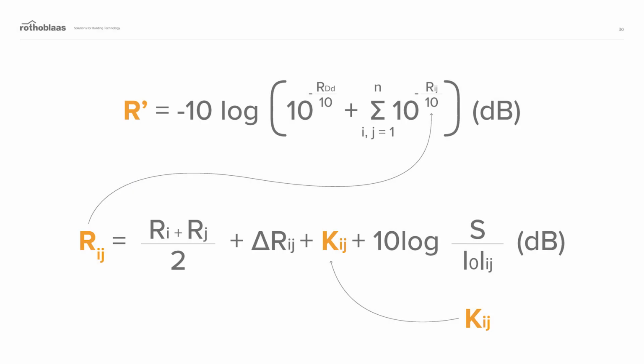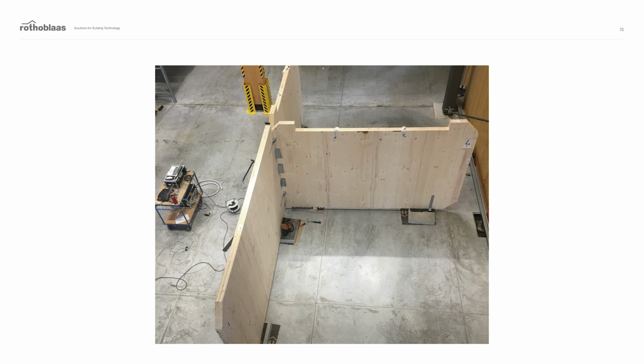Coming back to the calculation model, in this project we obtained the Kij in order to use it in the more complex equation that is used to get the sound reduction index R'. In the next 3 slides, there are some models of configurations assembled in Rothoblaas warehouse. In this first slide, you can see the T configuration. The dimensions of the panels were between 3.5 and 4 meters in width and approximately 2.5 meters high.